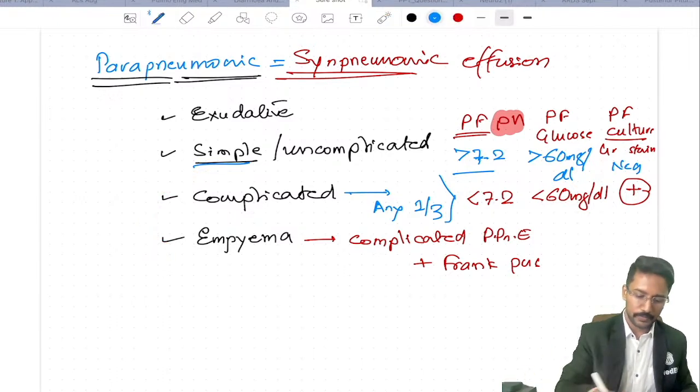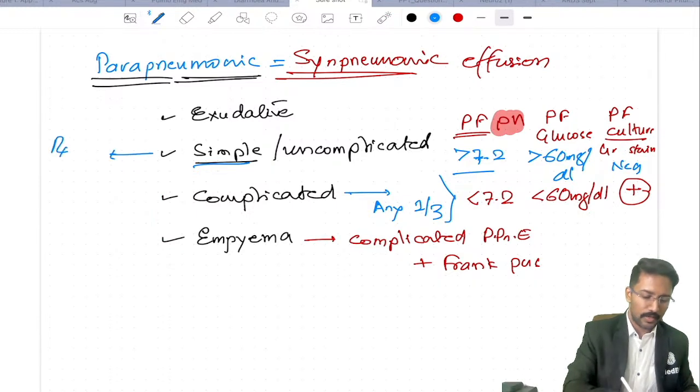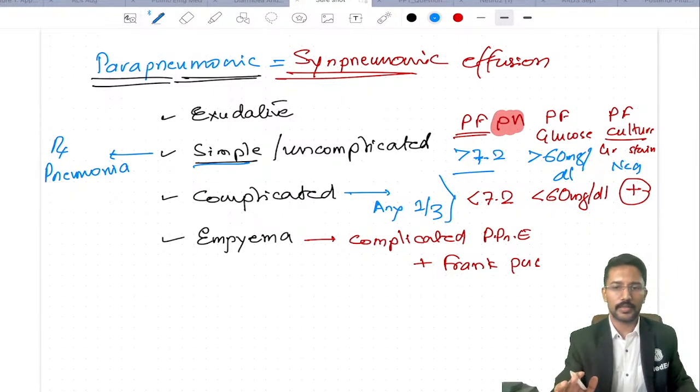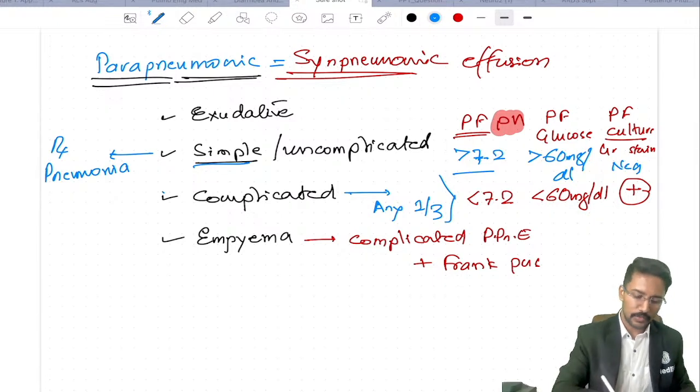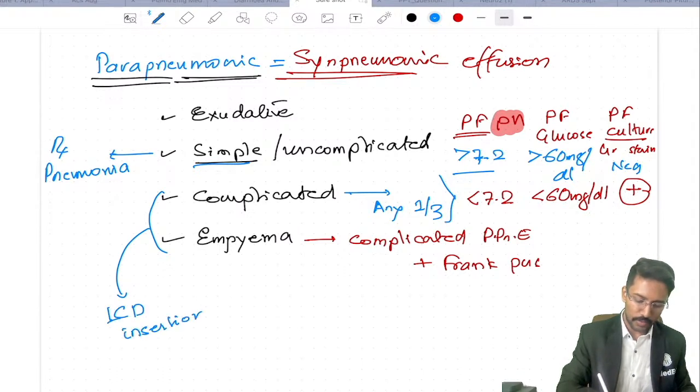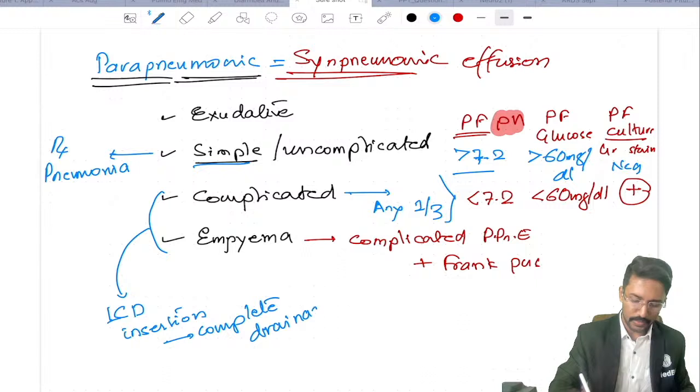So if it is simple, treat pneumonia, that's all you need to do, right? You don't need to do anything specific for this fluid. Treat pneumonia, the fluid will resolve. But if it is complicated or empyema thoracis, we need to go for ICD insertion and complete drainage in addition to antibiotics. ICD insertion till complete drainage plus antibiotics to treat the pneumonia.